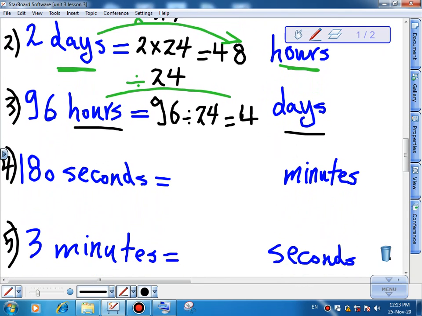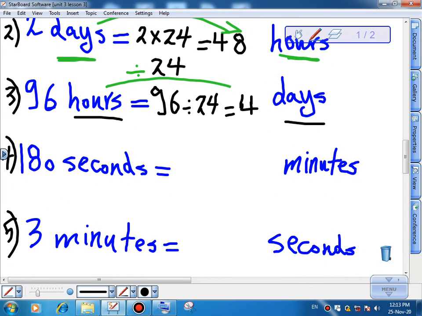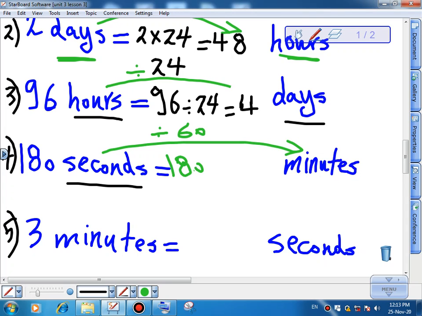Next one, 180 seconds equals blank minutes. We need to convert from smallest to the greatest. Minutes are greater than seconds. Every minute has 60 seconds, so we will divide by 60. 180 divided by 60 is 3 minutes. So 180 seconds equals 3 minutes.